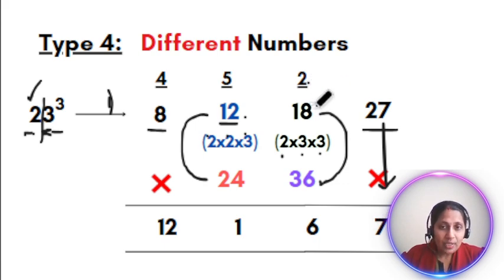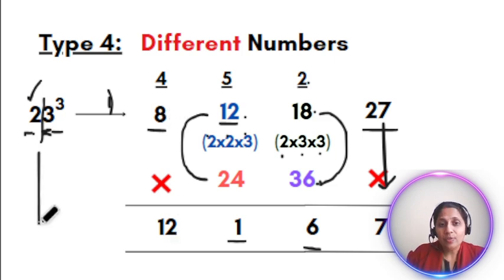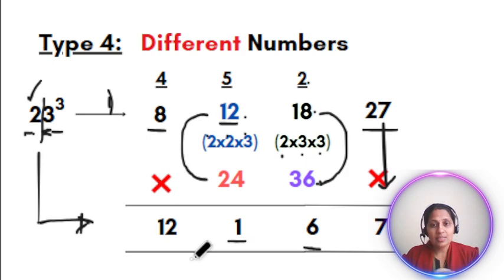Now 2 plus 18 plus 36 gives you 56. So 6 is at the bottom, 5 is carried forward. Now 5 plus 12 plus 24 gives you 41. So 1 is written, 4 is taken as carry forward. 4 plus 8 gives you 12. So the cube of 23 is 12,167. The steps are same.